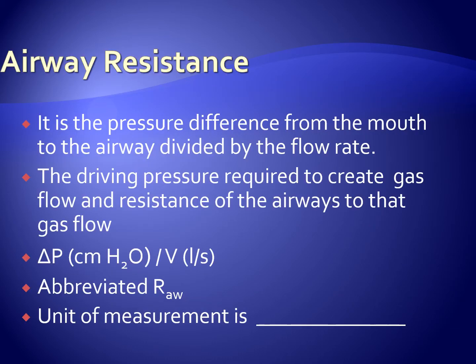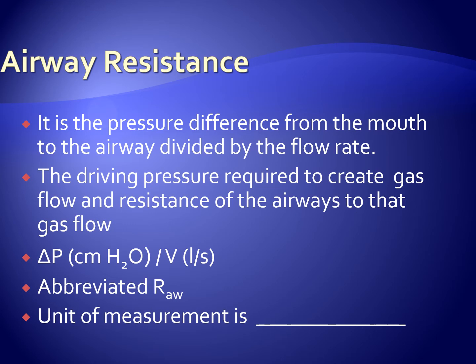So airway resistance is going to be something we'll calculate with each individual patient that we see in the critical care unit, and even outside the critical care unit as well. So this is the difference between the mouth and the airway pressure divided by the flow rate. So hopefully you're like, what in the world, right? This is how much pressure it takes to get gas to go through the airways, okay?